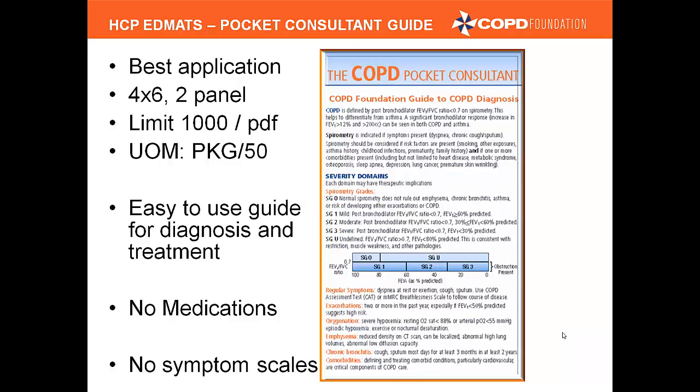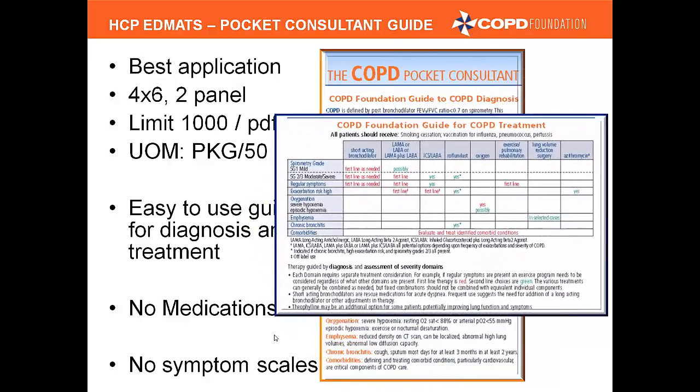Next up is the Pocket Consultant Guide 2-panel version. This is a more compact version, very good for somebody who just wants to know the spirometry domains and the recommended therapies, and they don't typically need access to the medications because they're quite familiar with them. So this version is also available 4x6, same physical size, 2-panel. You just flip it over for the back therapy chart. And the limit for this is 1,000. They come in quantity packages of 50. No medications are listed on this table, and there are no symptom scales on this chart.